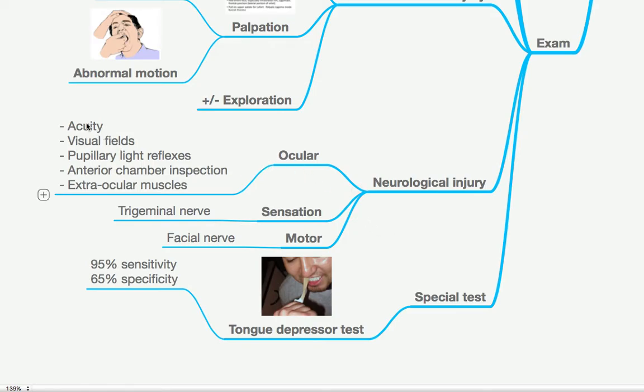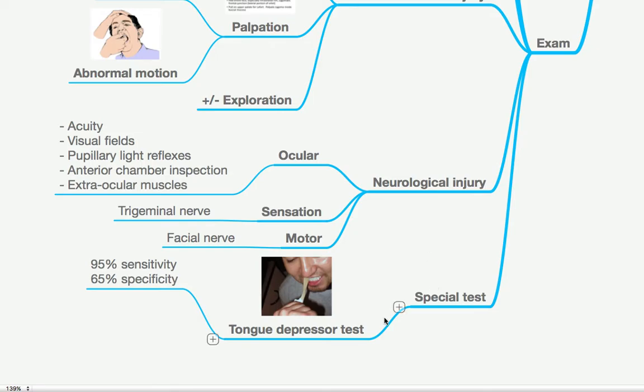This involves checking visual acuity, the visual fields, the pupillary light reflexes, a bit of an examination of the anterior chamber of the eye, and checking the extraocular muscles. Do all the different movements of the eye as well. Sensation, your trigeminal nerve as per your ophthalmic, maxillary and mandibular branches. Do a motor exam, essentially examination of the facial nerve that you would do in any normal cranial nerve exam.